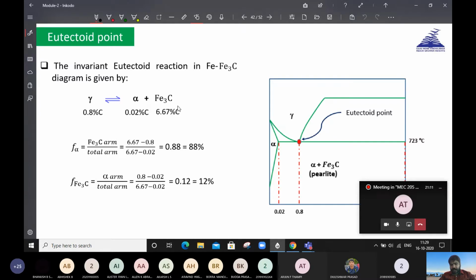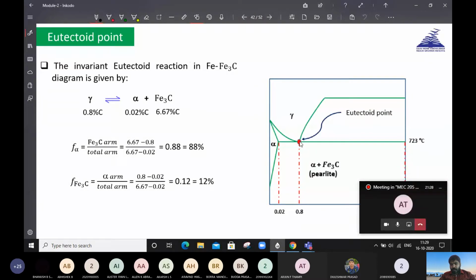What is this mixture of alpha and Fe3C known as? Yes, the mixture of alpha and Fe3C is pearlite. Correct. Good. Okay, so we have seen that this reaction is going to take place at this particular point.